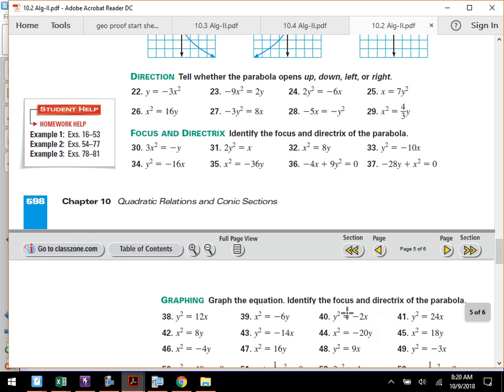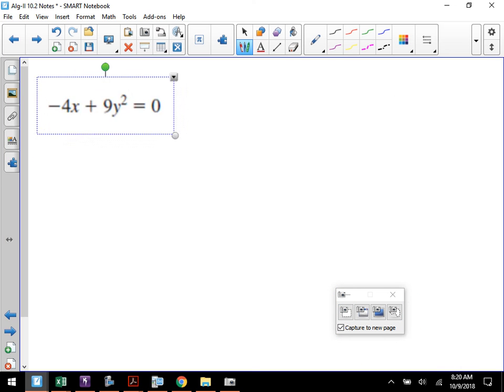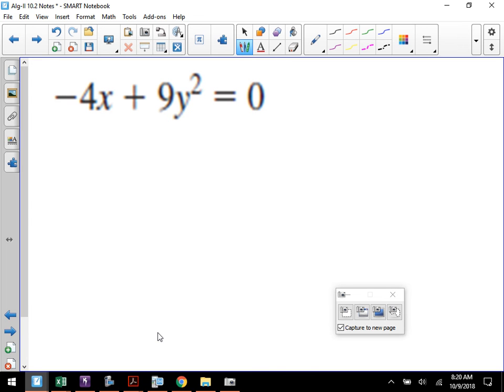What do you have to do here? This might be the last one here, guys. If I want to identify focus, directrix, and do a rough sketch, what do I have to do first?